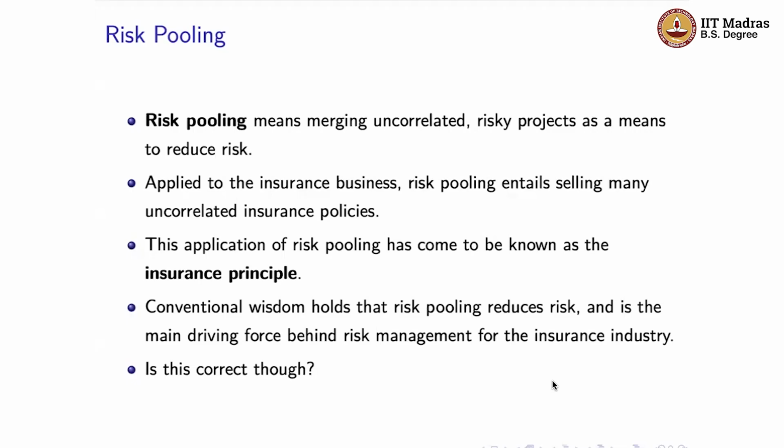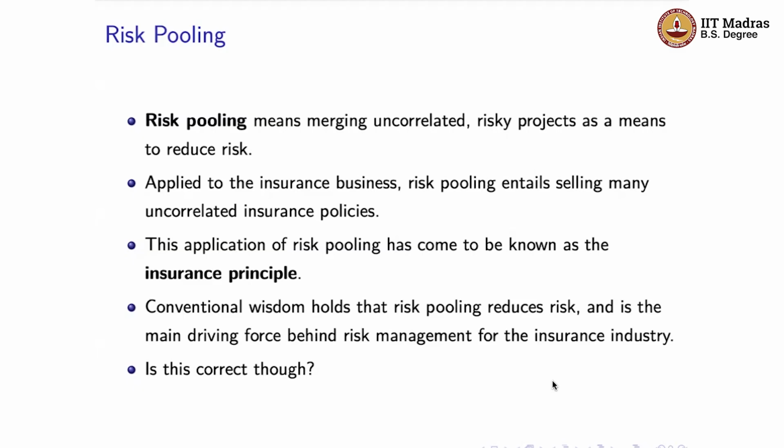So risk pooling basically means that you can merge uncorrelated risky projects as a way of reducing risk, right? If we think about it from an insurance company's perspective, if you are just selling an insurance product to one person, that is risky in the sense that that person has probably a good chance of getting involved in an accident. But if you are selling it to multiple such people whose chances of getting into an accident are uncorrelated with each other, then the situation would be less risky because you have basically managed to pool the risk, right? This application of risk pooling has come to be known as the insurance principle because it is so often thought about when we are thinking about any insurance, right?